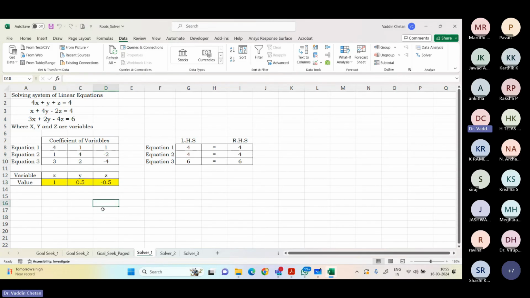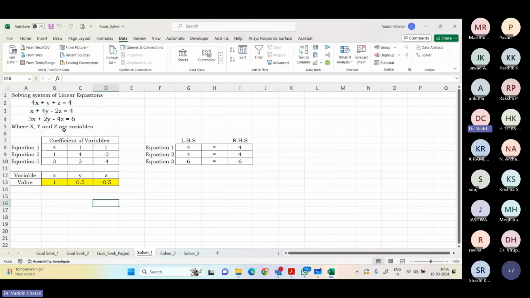So let's cross check. Here 4 into 1 is 4 plus 0.5 minus 0.5, which gives me 4. 4 equal to 4. So it means that the answer which I got is correct. So similarly, let's try it out with the next one.